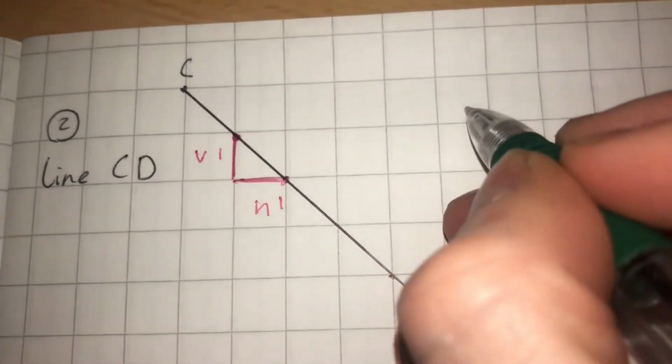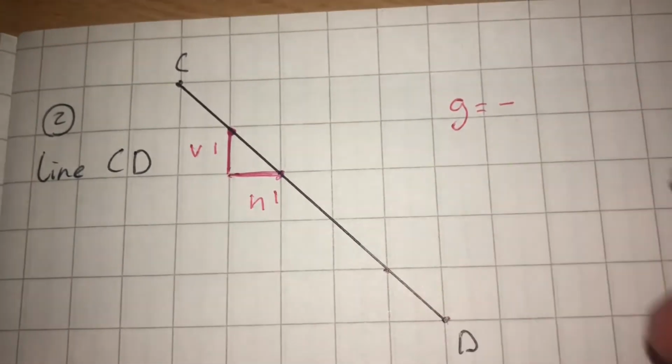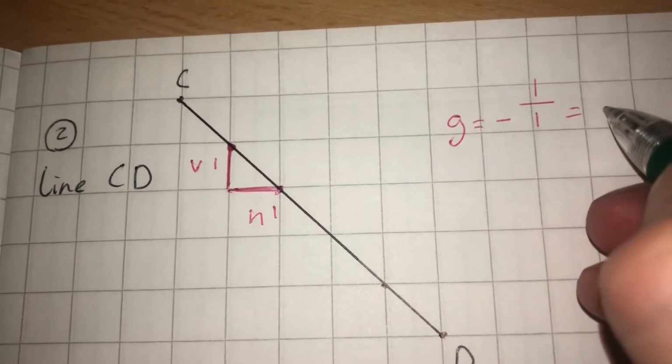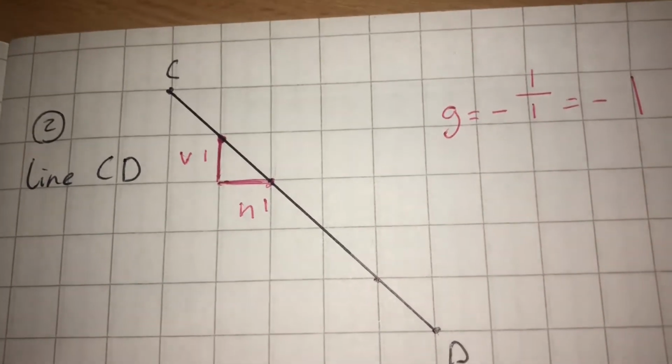So gradient, which is going to be minus, so we'll put a minus in front, is going to be equal to 1 over 1, 1 divided by 1, which is just 1, and of course it's a minus 1.